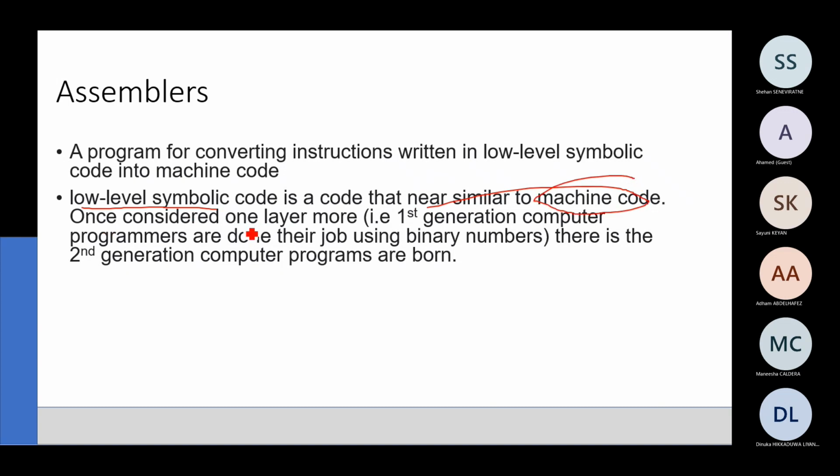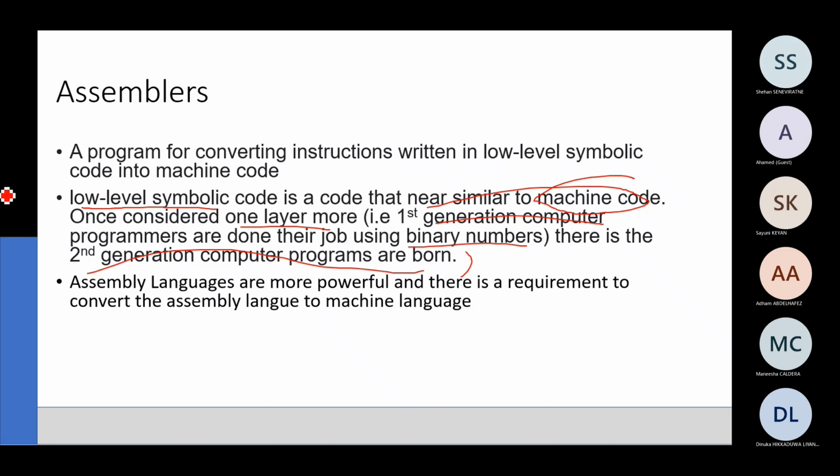Considering one layer more, the first generation computer programmers did their job using binary numbers. So it's a big deal, right? Then second generation computers were born, and symbolic languages are much easier for the second generation people because they make sense to them. But for us, it's a big deal, right? Everyone will agree with that statement.